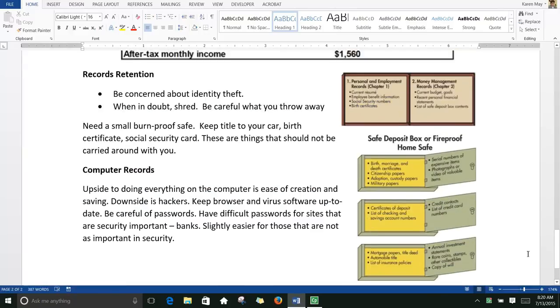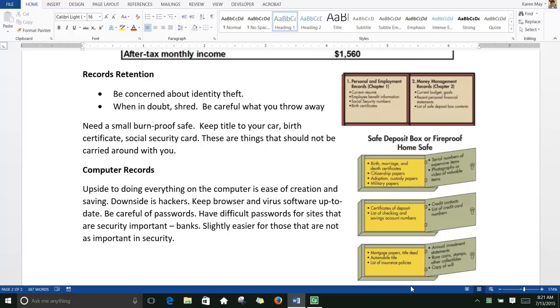Another part of this chapter is records retention. You should be concerned about identity theft. When in doubt, you should shred. Be careful what you throw away, but also you want to shred things as you can. I recently heard of someone that boxed everything up and took it to somewhere where they shred it for them without any charge. You need a small burn-proof safe. Keep the title to your car, birth certificate, and your Social Security card in it. These are things that should not be carried around with you.